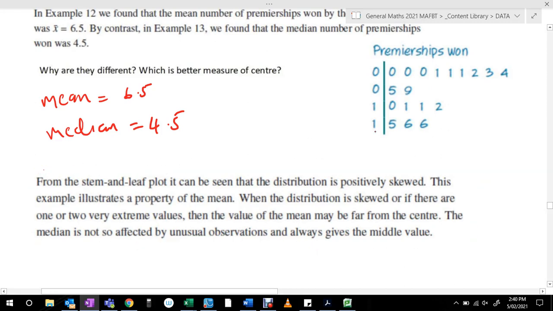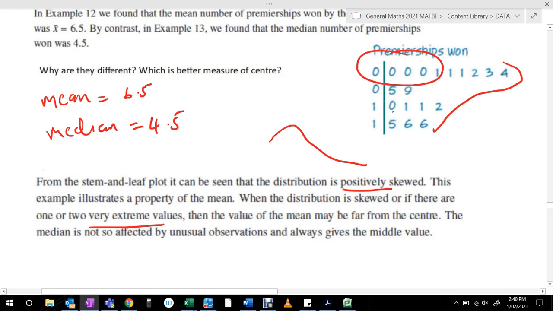It says from the stem and leaf plot, you can see that the distribution is positively skewed. So if I turn my head sideways, this data would look like this. It starts high like this, then it goes down. So it's positively skewed. This illustrates the property of the mean. When the distribution is skewed, there are one or two very extreme values. What that means is outliers, extreme values.